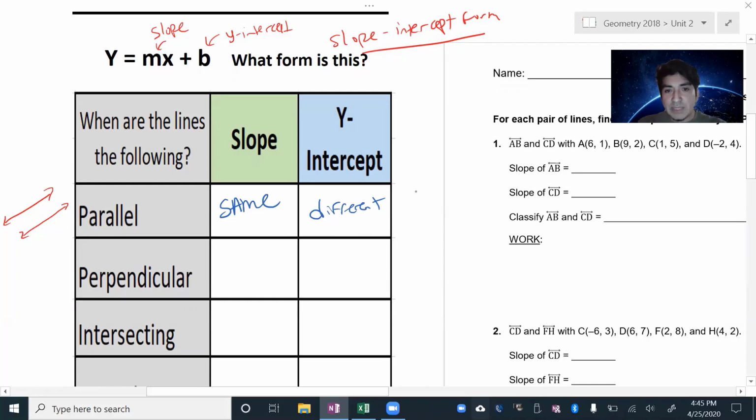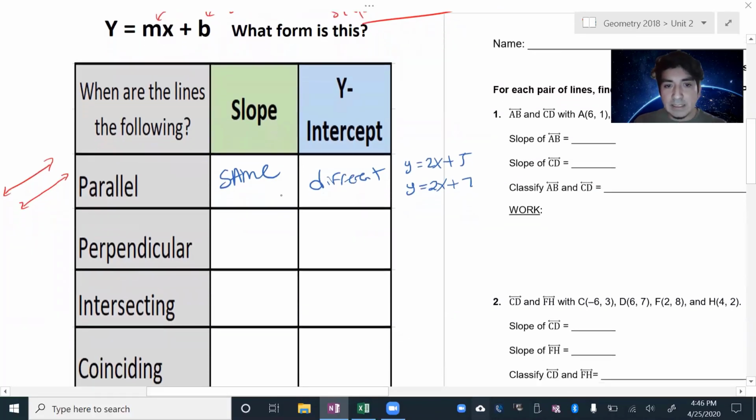Maybe you have an equation where it says y equals 2x plus 5, and the other one is y equals 2x plus, I don't know, we'll say 7. They have the same slope, but they don't have the same y-intercept.